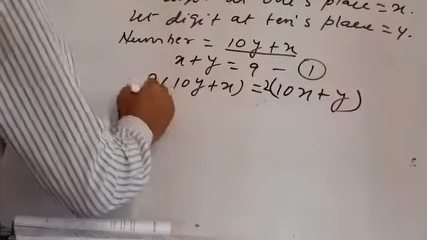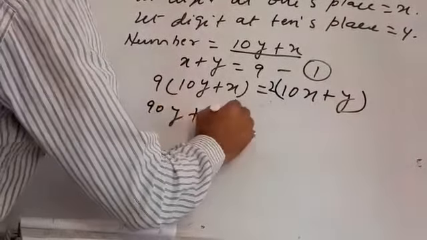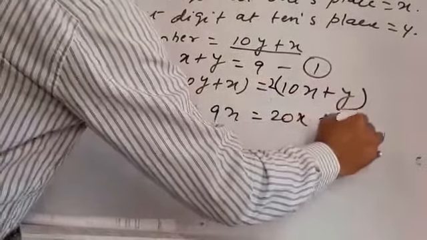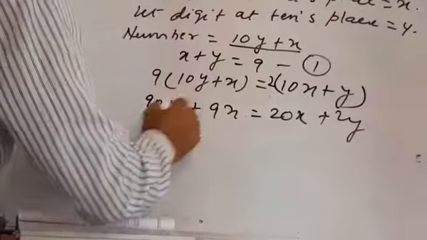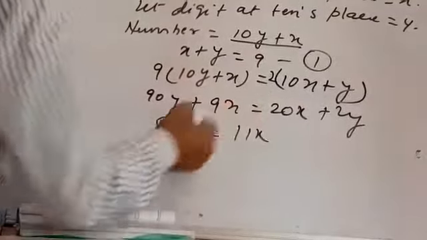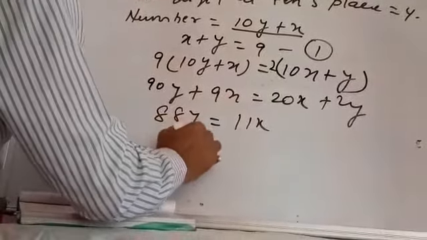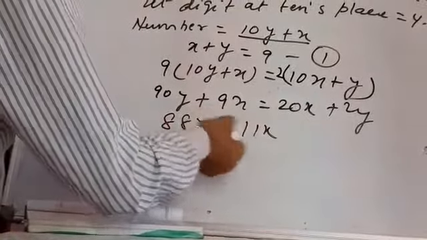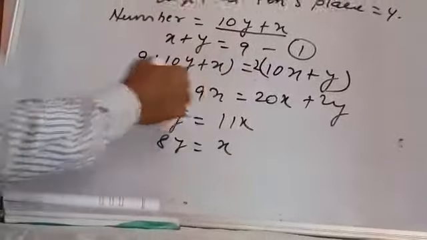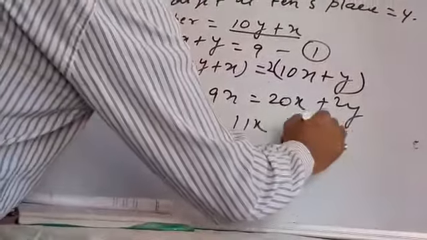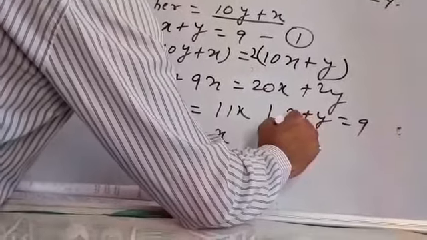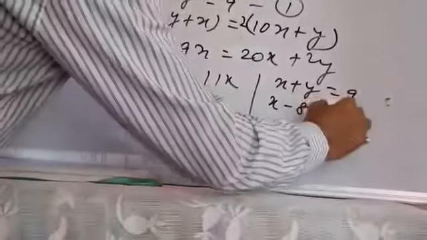This is 90y plus 9x. This gives 20x plus 2y. So in this case this gives 88y is equal to 11x. So it could be written as 8y is equal to x. So how would it be done by the elimination method? We'll write here x plus y is equal to 9 and this is x minus 8y is equal to 0.